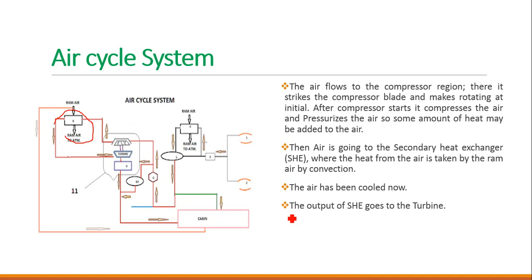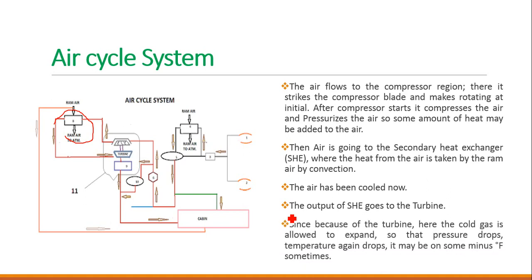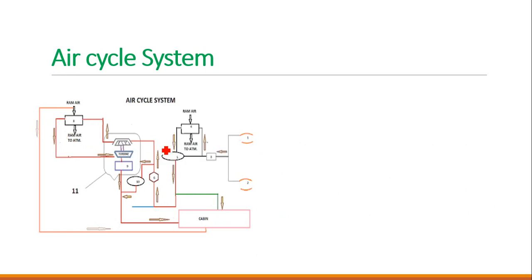So the output of the secondary heat exchanger goes to the turbine. So after the compressor, the air is going to the secondary heat exchanger. Then from the secondary heat exchanger, the air goes to the turbine. What the turbine does is, the cold gas is allowed to expand, so that the pressure drops, and because the pressure is dropping, automatically the temperature also drops. So here the temperature again drops.